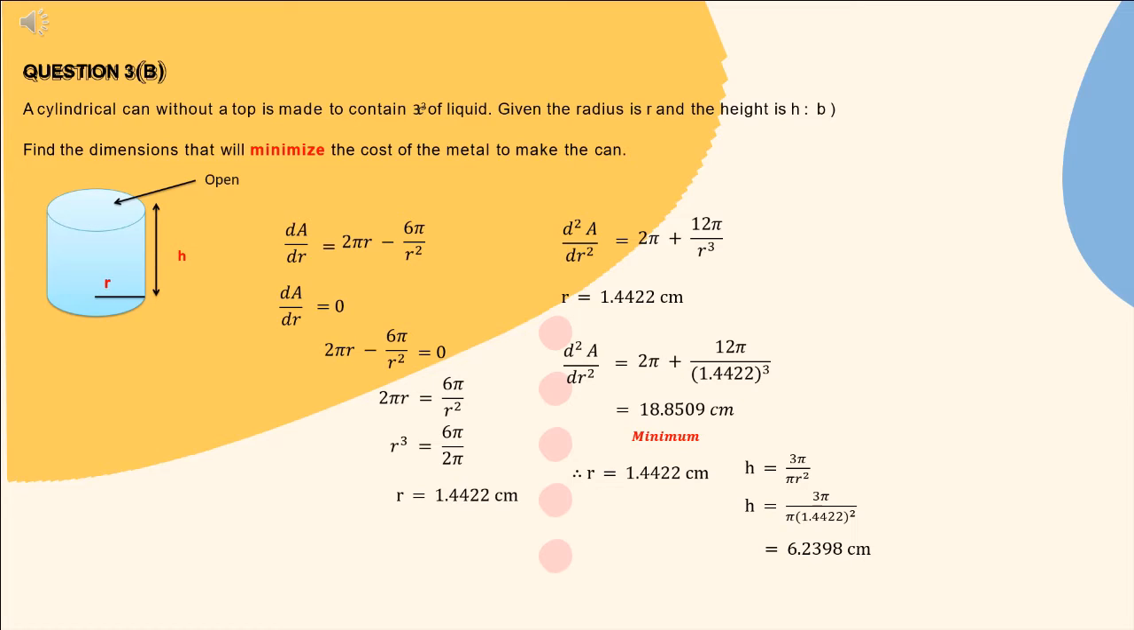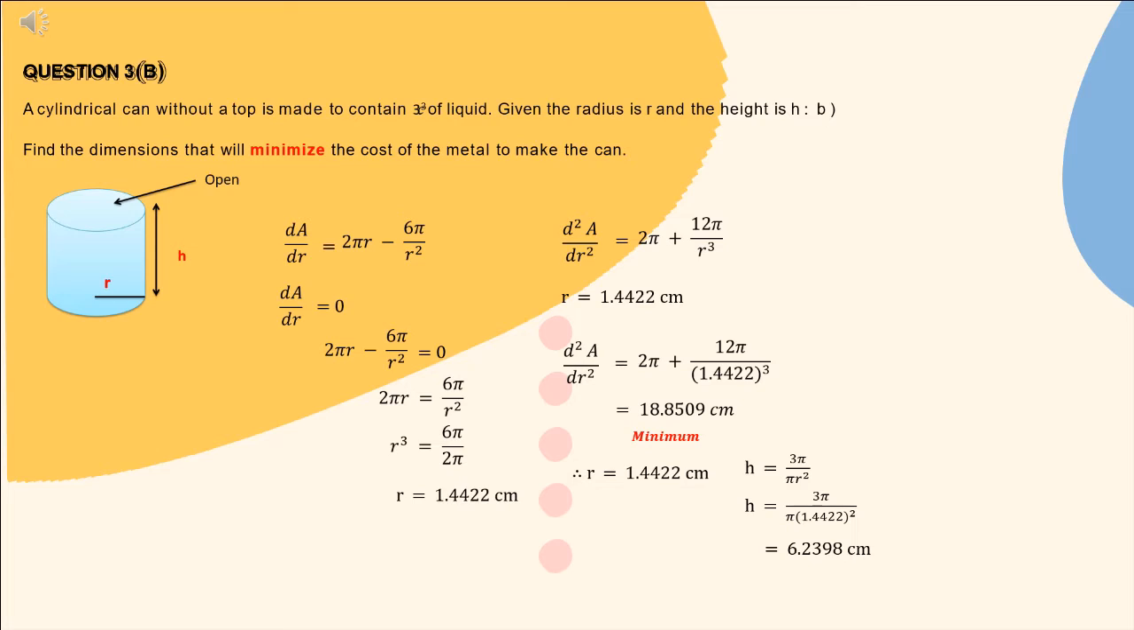Now we're going to equate the first derivative with 0. We move the negative 6 pi over r squared to the right side and the denominator r squared to the left side, and then we get r cubed equals 6 pi over 2 pi. Now we solve it and get r equals 1.4422 centimeters. Now we are done with the first derivative.